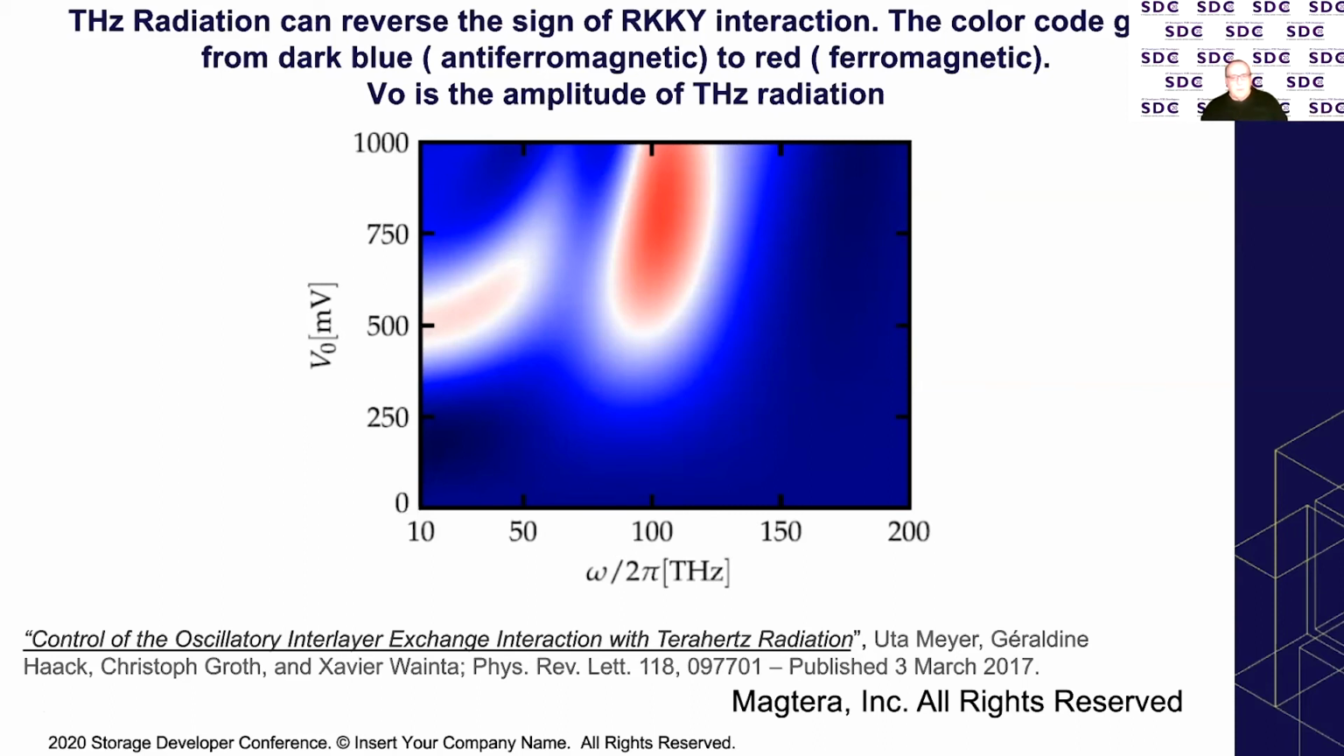Let me say a couple of words about why it is actually happening. Basically, by applying external radiation, we effectively change the time of flight of the electron in the tunnel junction, in the ruthenium spacer. Indeed, the time that is necessary to propagate through the spacer depends on the velocity of the electron and the thickness of the spacer.